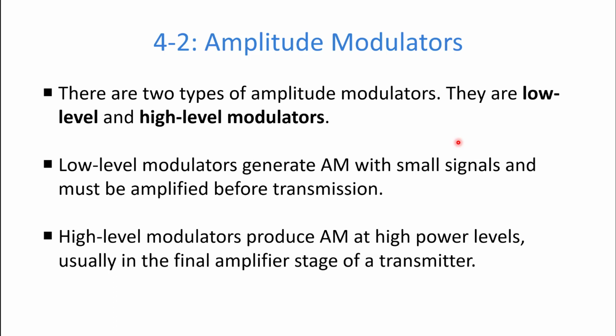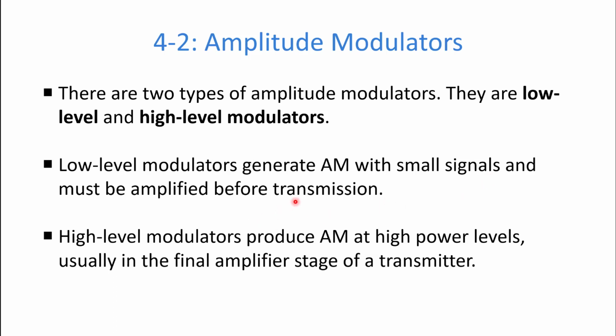Now, in practice, there are two kinds of modulators. This author calls them low-level and high-level modulators. In a low-level modulator, we create the modulation at small signals. Typically, when you have a transmitter with all kinds of blocks, amplifiers and filters and other things, you would modulate in the first circuits, where the signals are still relatively small in amplitude before you start amplifying them.